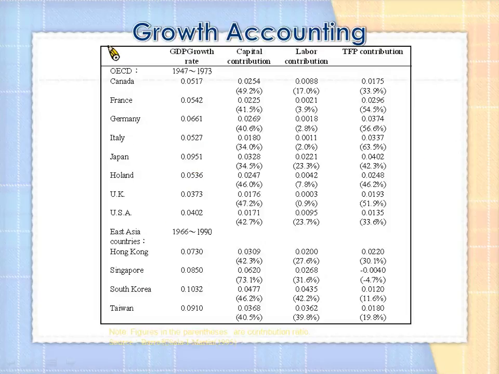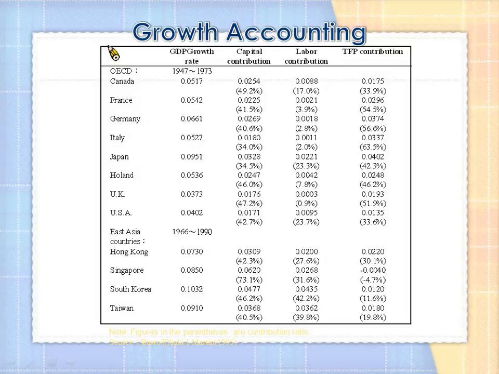And here is the growth accounting for the major OECD countries during their rapid growth period from 1947 to 1973. As you can see, the average annual growth rate for these advanced countries is somewhere around 5 to 6%. Even the UK has 3.7, the United States 4%, and Japan 9%. Okay, so this is the rapid growth period for the advanced countries.